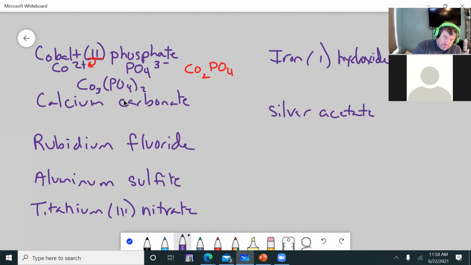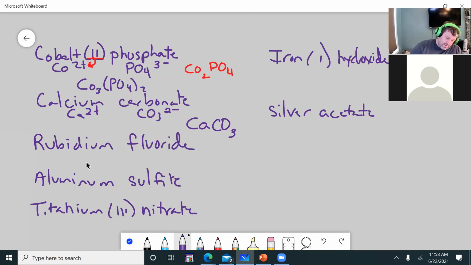Calcium carbonate: a metal and a non-metal, metal with a predictable charge. So calcium, what's the charge on it? Remember it's in column 2, so it has a 2+. Carbonate, CO3, has a 2- charge. Flip-flop, the 2 and the 2 are just going to reduce down anyway, so I'm just going to write it out as CaCO3.